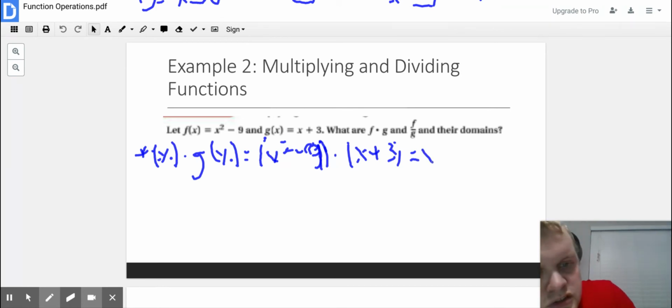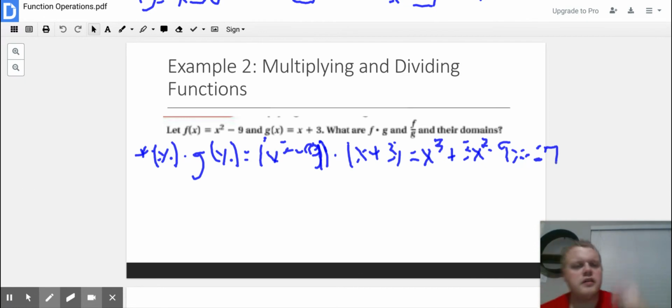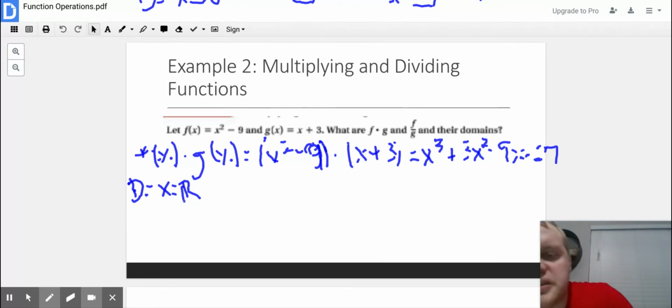That should give us x cubed plus 3x squared minus 9x minus 27. Luckily for us here, we don't have a denominator, which really helps us out. Now, I don't see a radical and I don't see a denominator. Those are the two things I check for my domain. Since I don't see those things there for multiplication, your domain should be that x is the set of all real numbers. All real numbers.